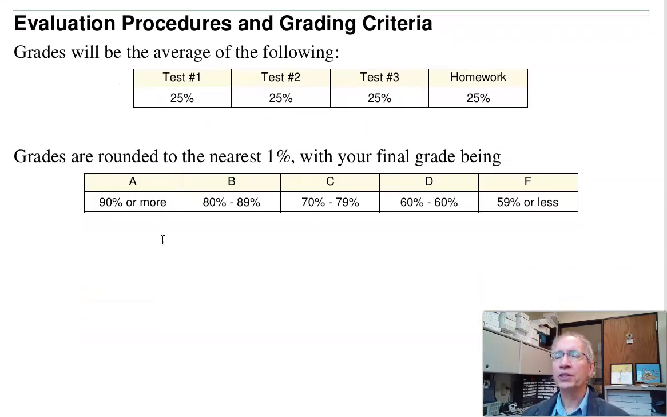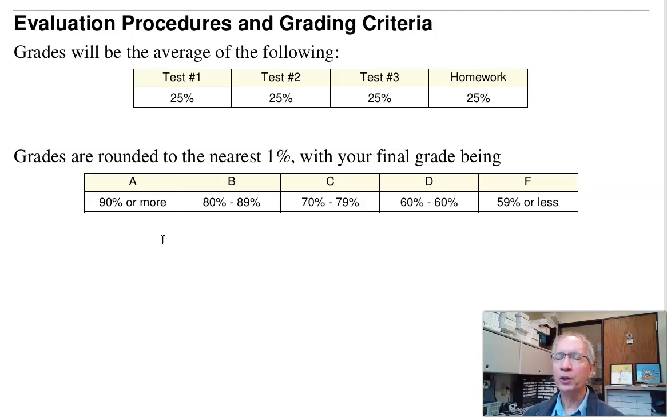In terms of the way the course is graded, the course has 3 tests and a homework set. Each has equal weighting. Grades are rounded to the nearest 1 point, with the grade being a straight scale: 90% A, 80% B, 70% C. I grade straight scale because if you learn the material, you're in a study group, everybody learns the material, I'm happy to give out all A's.